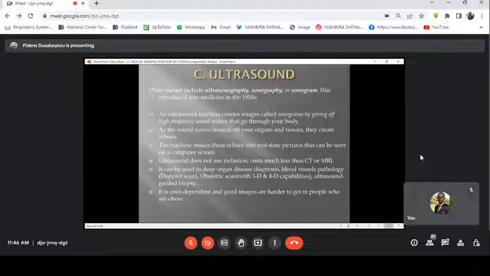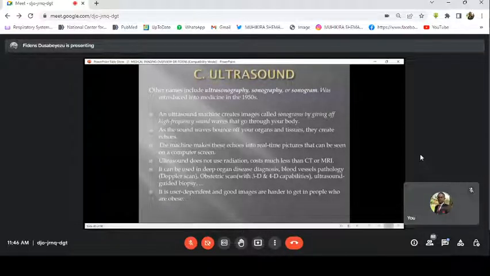Those sound waves are very high frequency sound waves that pass through the body. When they meet different structures in the body, those sound waves can either be absorbed or deflected, or they can come back to the transducer, the material used to scan. You know it, I think. We call it transducer or probe.